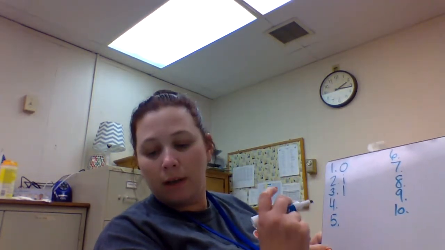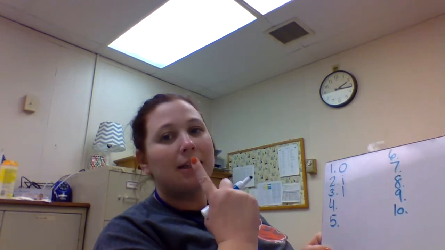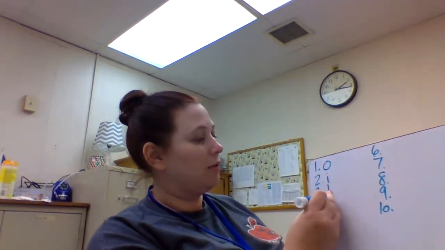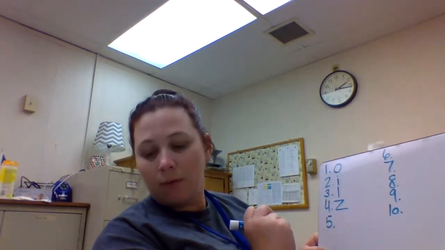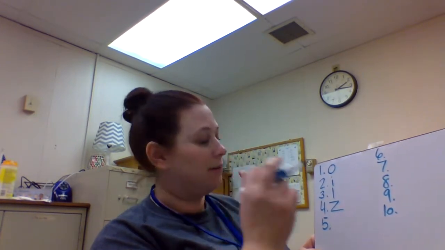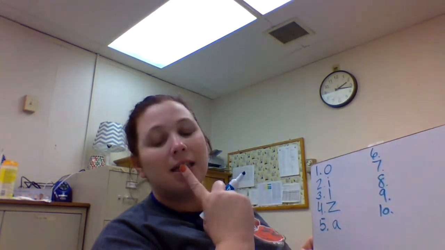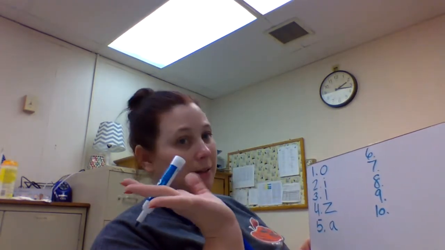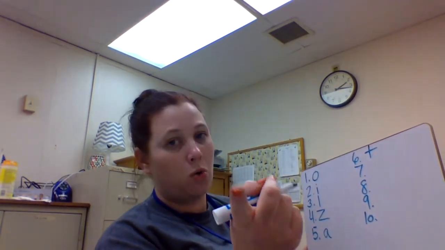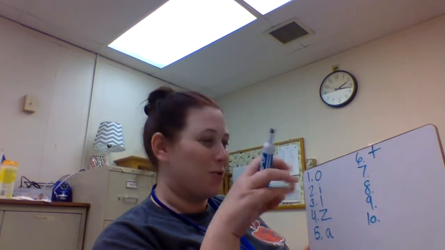Number 4 is Z. Z, and then we're going to write down our Z. Number 5 is A. Number 6 is T. And T. Let's write it down. Number 7 is O. And O to write down.